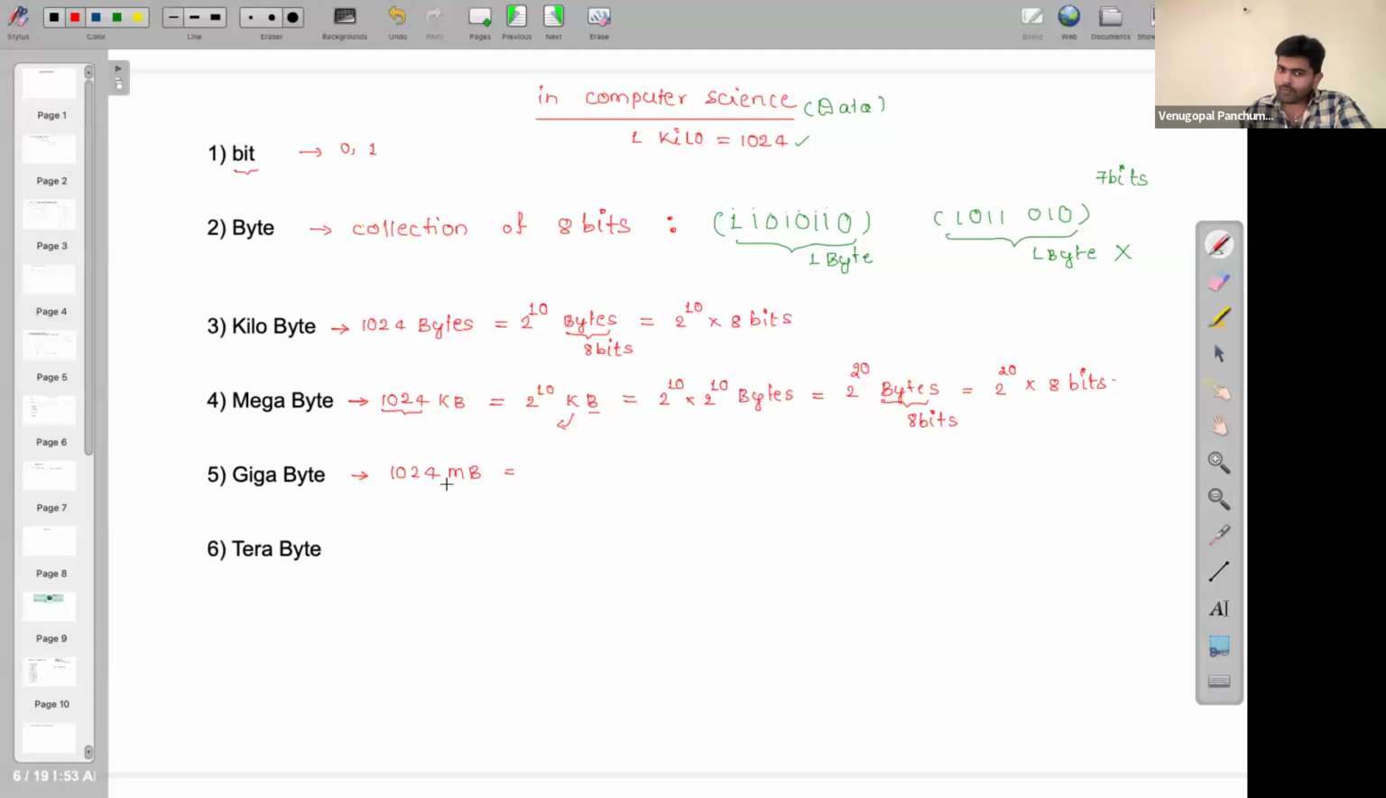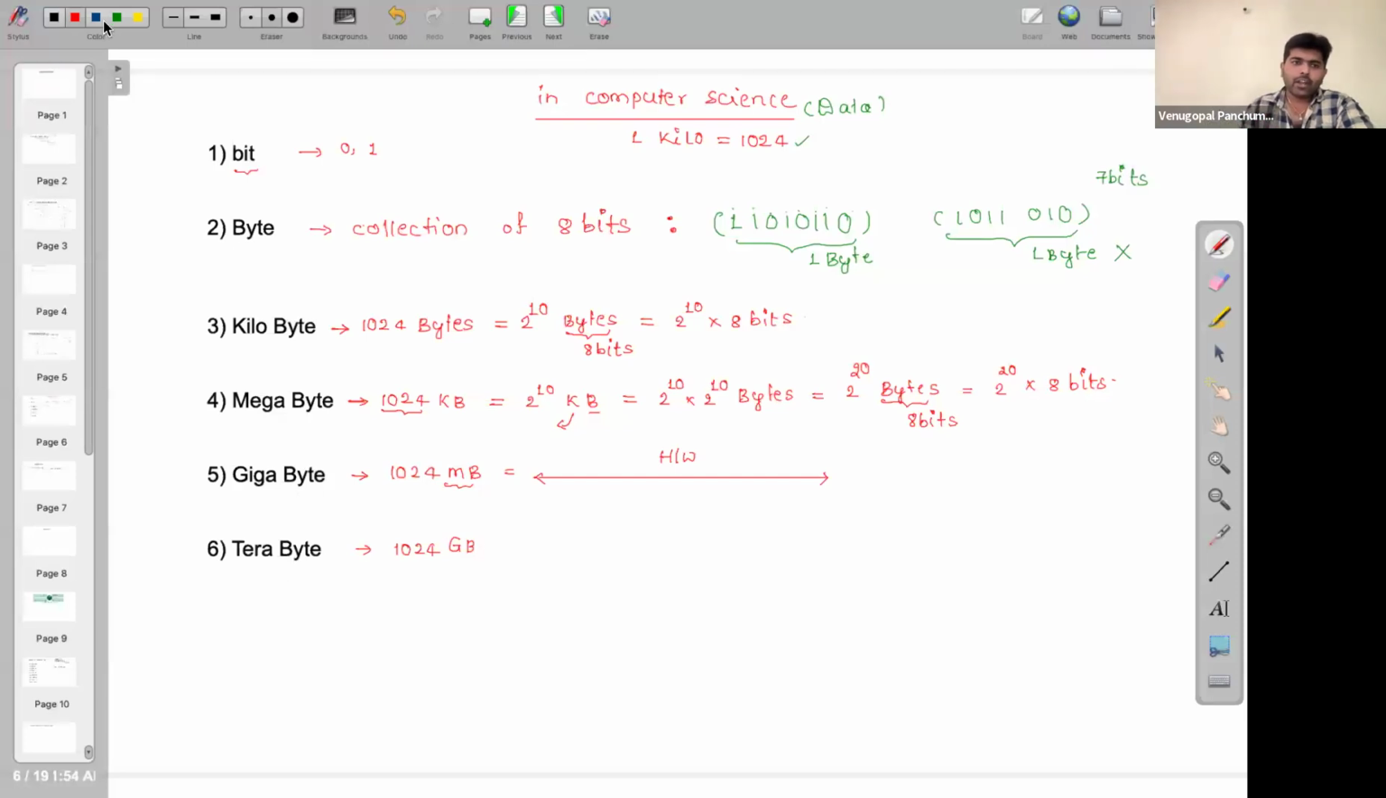So 1 MB is nothing but 2 power 10 KB, or 2 power 20 bytes. Okay, so you can do the calculation. This part you can do it as homework and repeat it. Similarly, 1 terabyte is nothing but 1024 GB. This much you are supposed to know.